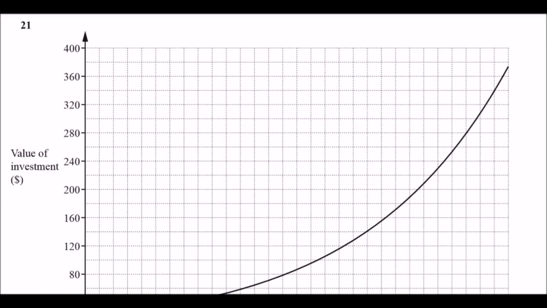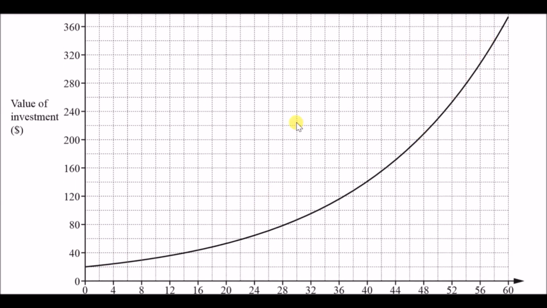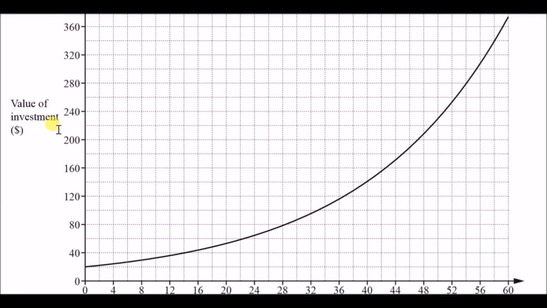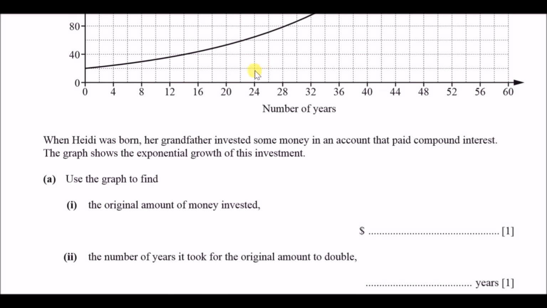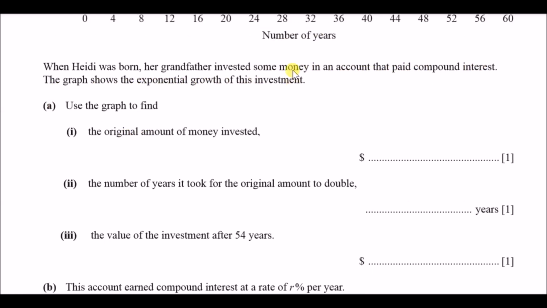Alright, number 21. Okay, so it looks like we have something known as an exponential curve. And this curve is used to measure against the number of years and the value of a given investment in dollars. So let's read the sentence below. So it says here, when Heidi was born, her grandfather invested some money in an account that paid some compound interest. The graph shows the exponential growth of the investment.